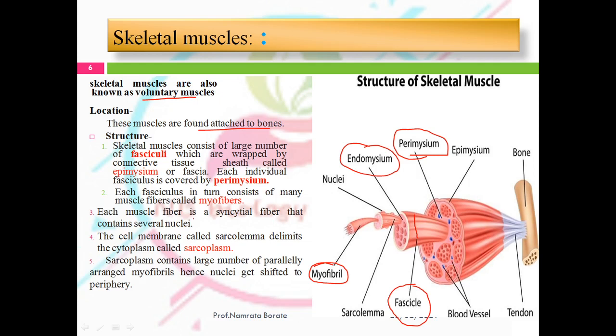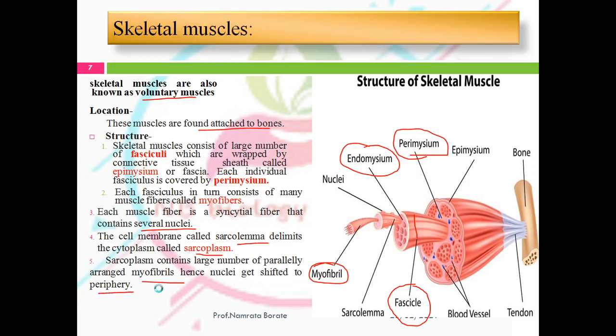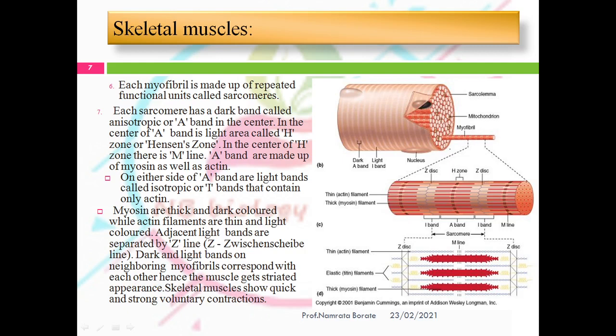Each muscle fiber is a syncytial fiber that contains several nuclei. The membrane is called the sarcolemma. Inside this sarcolemma there is the sarcoplasm. The sarcoplasm contains a large number of parallelly arranged myofibrils. Hence, the nuclei get shifted towards the periphery. You can see here the nuclei, which are shifted towards the periphery due to the presence of these myofibrils.